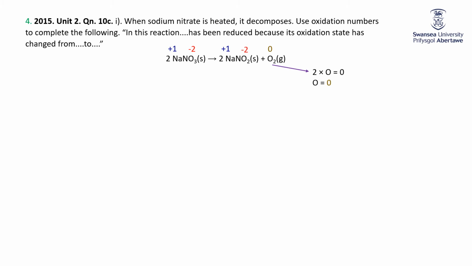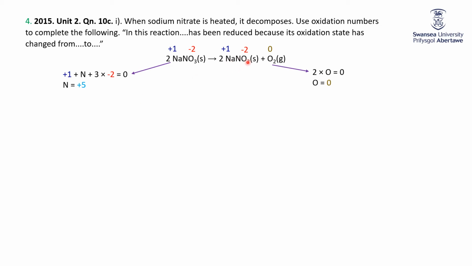So let's pull that out first of all with the sodium nitrate. We've got the sodium +1, the nitrogen we don't know yet. 3 oxygens each at -2 is -6, so the nitrogen is +5. That's the same calculation as we had for the previous question.